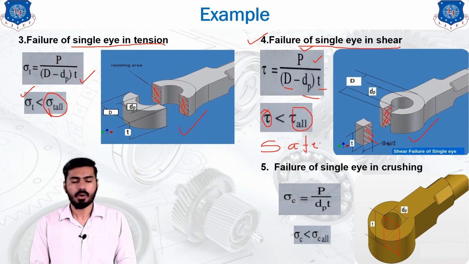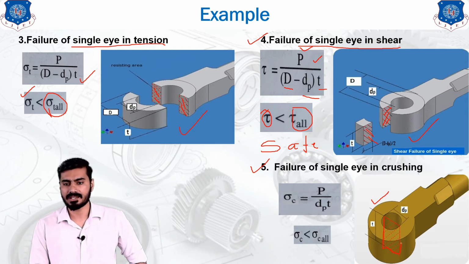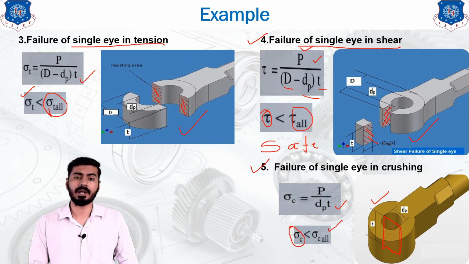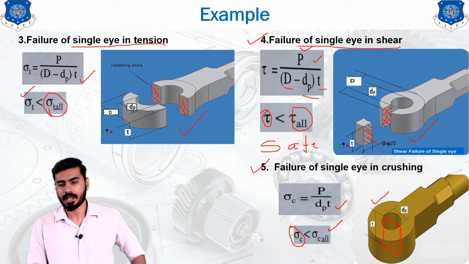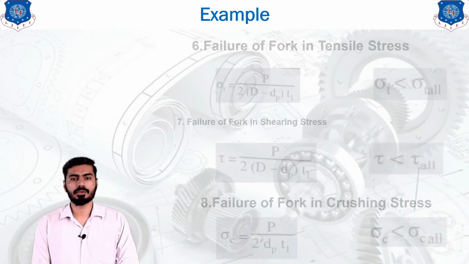Okay. Now we will see another step, that is the failure of the single eye in crushing. The failure of the single eye in crushing would look like this, where the projected area should be considered, and the projected area is represented by the rectangle like this, and the rectangular area is dP into T. Now if you compare the crushing stress with the allowable crushing stress, it should be less than the given data, otherwise it will not be safe for your material. Okay, now we will see the actual examples using those equations.